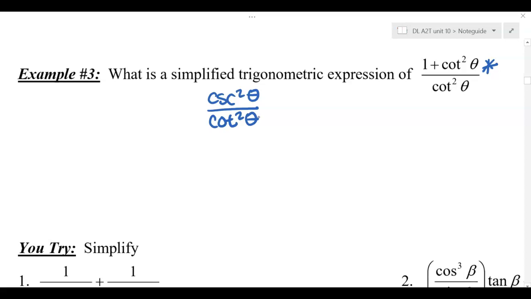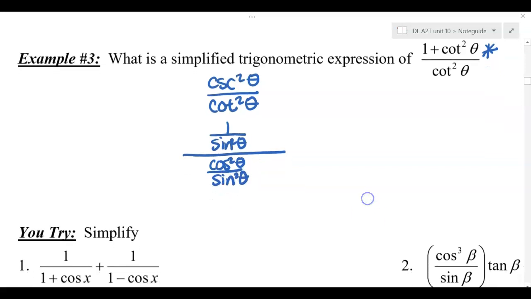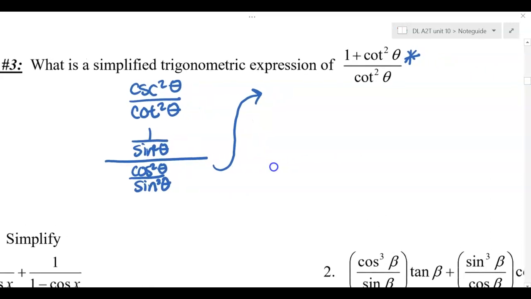So what I'm going to do here is write these out in their other form. Cosecant is like 1 over sine, and cotangent is like cosine over sine. And these become like those complicated fractions that we saw before. I'm going to write this up here. Sorry about having to go horizontal here. And I'm just going to write it out a different way.